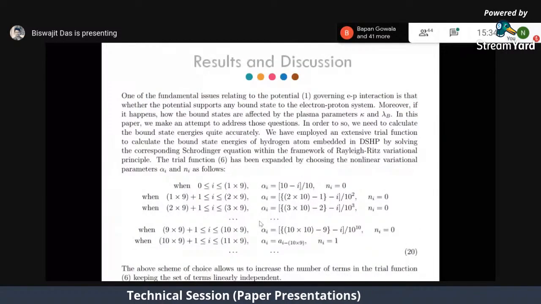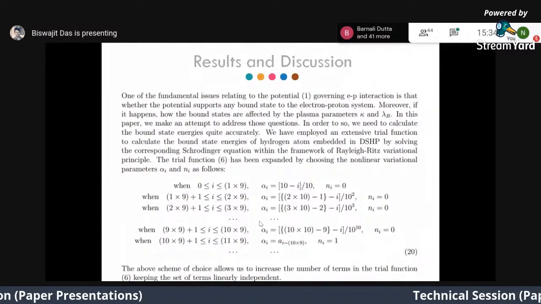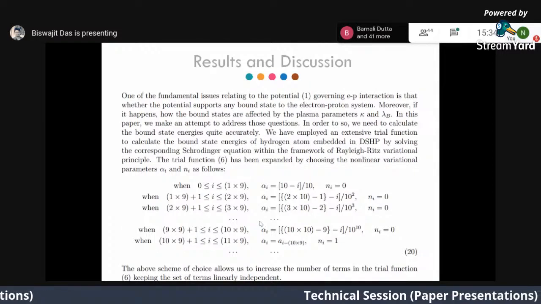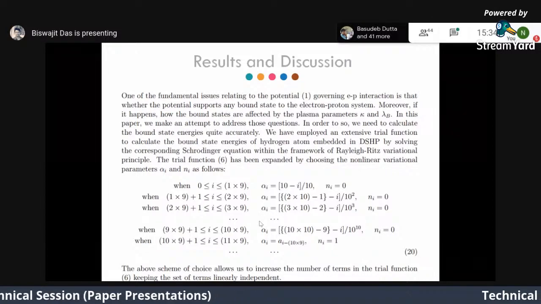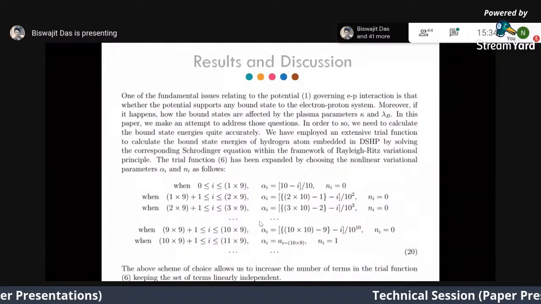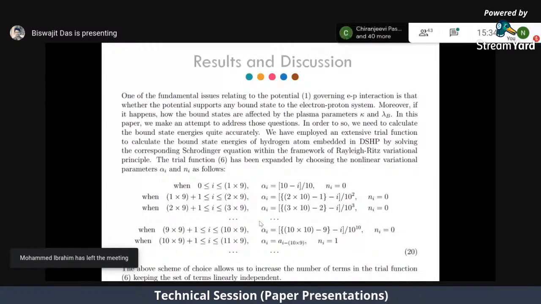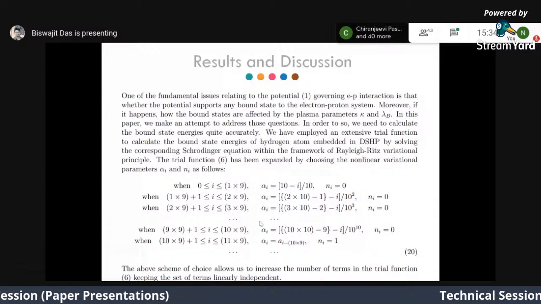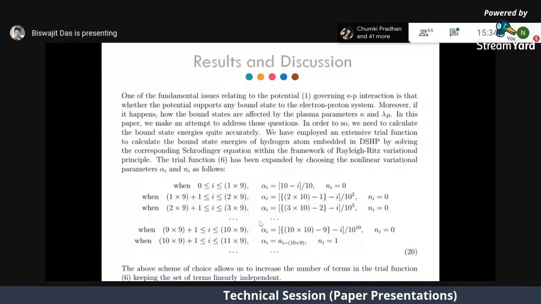Now we discuss the results. One of the fundamental issues relating to the potential governing electron-proton interaction is whether the potential supports any bound state of the electron-proton system. Moreover, if it does, how the bound states are affected by the plasma parameters kappa and lambda b. In this paper, we make an attempt to address those questions.